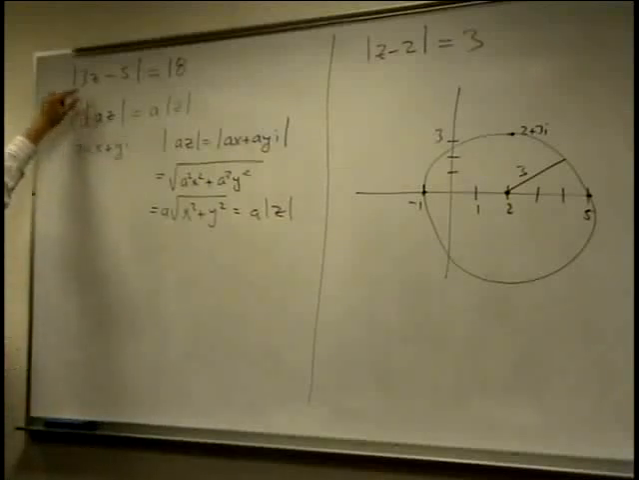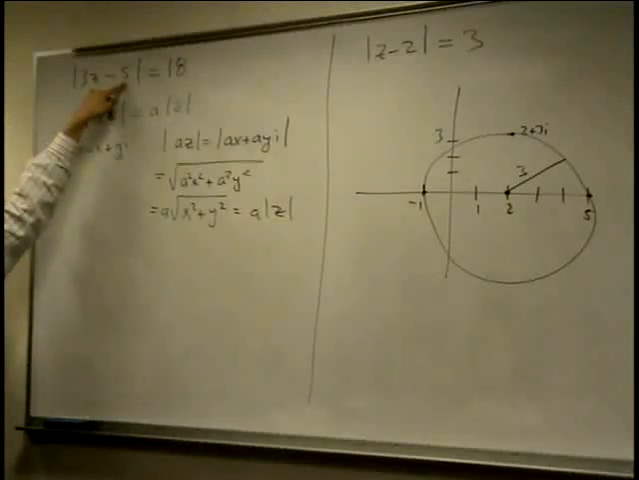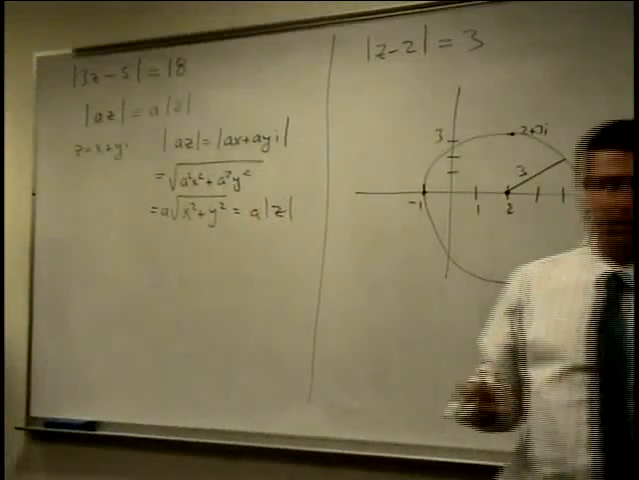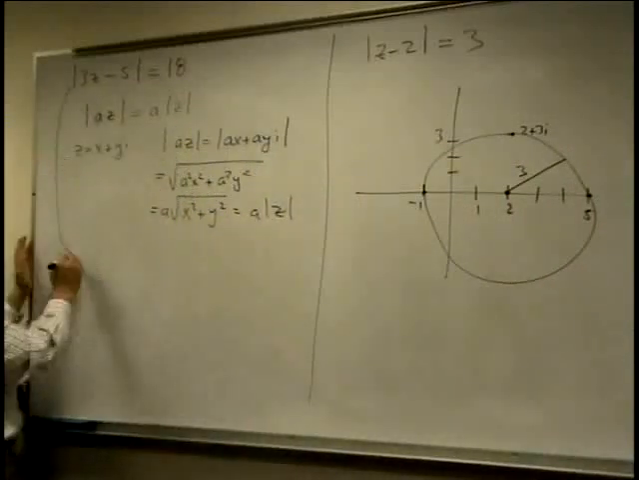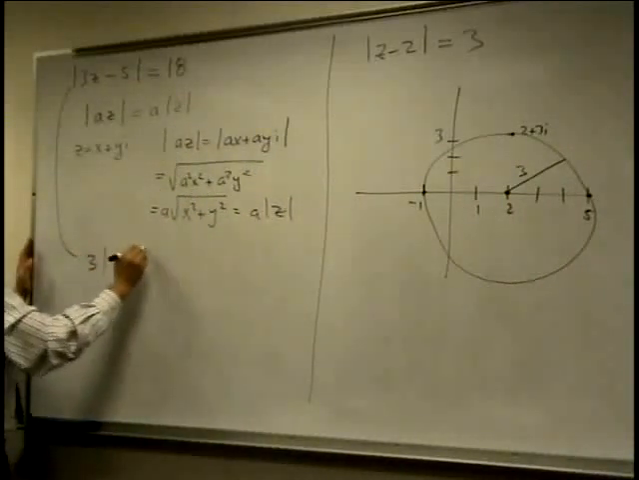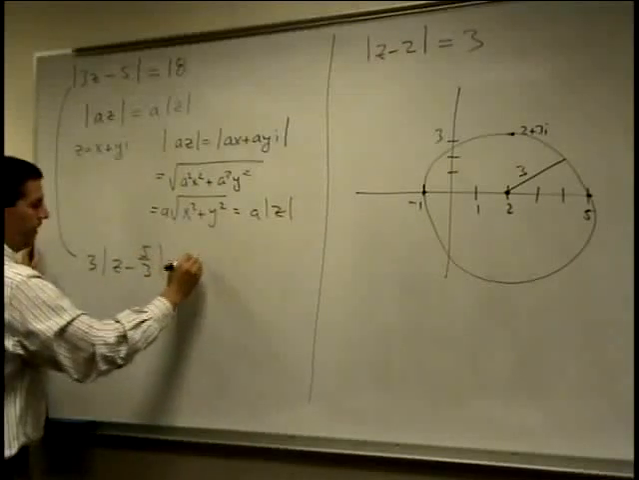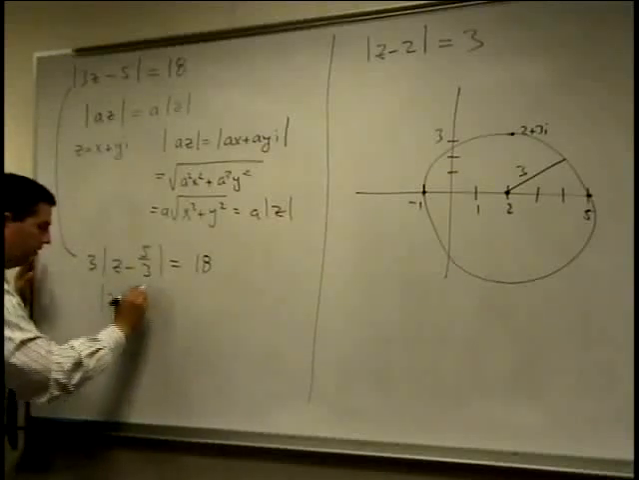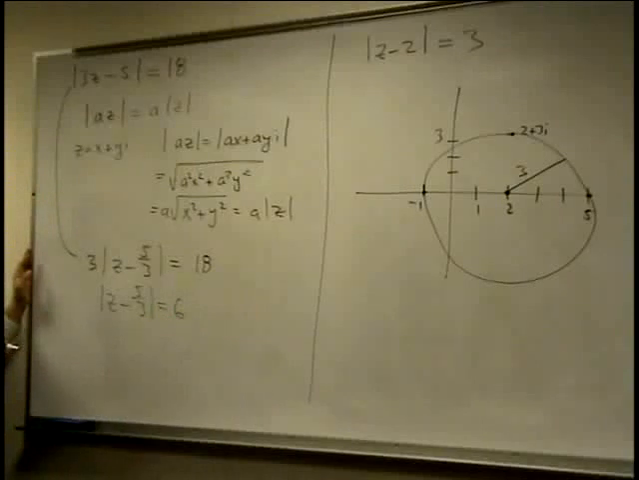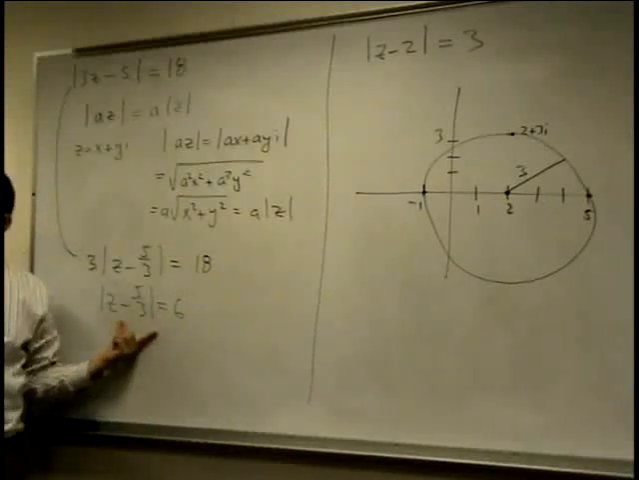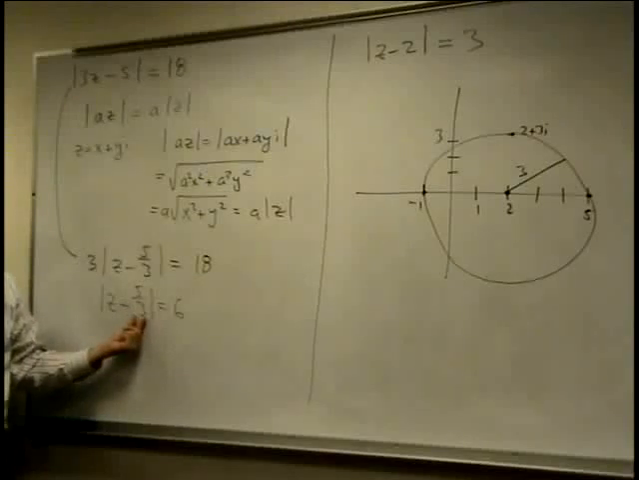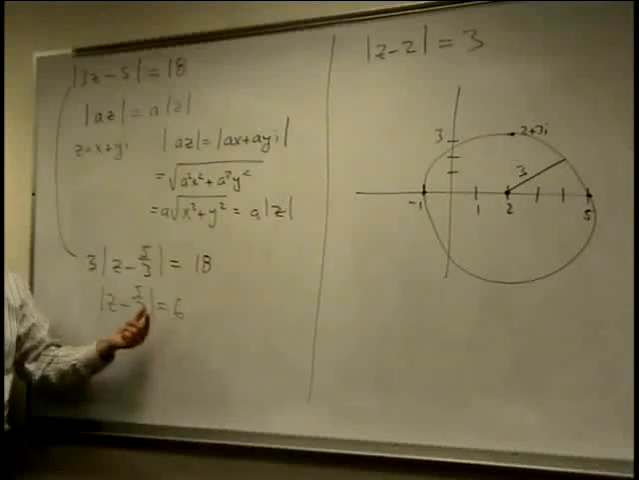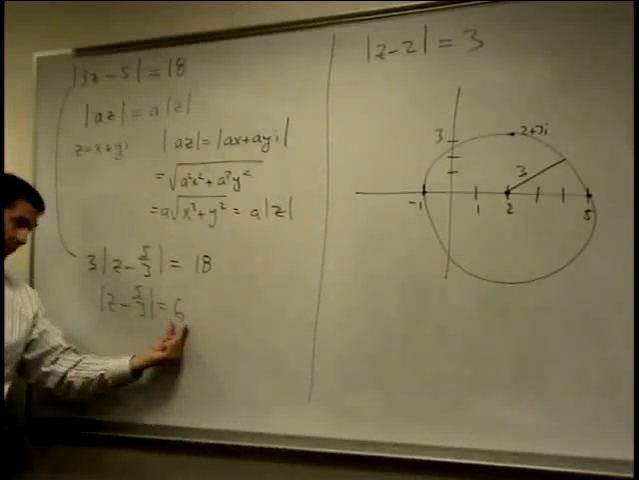Using this, if I factor out a 3, I can get the z by itself, which is advantageous because I want to get it back into the form of z minus something. So this becomes the norm of 3 times (z minus 5/3) equals 18. Divide by 3: the norm of z minus 5/3 equals 6. Geometrically, this is saying take all the points that are exactly 6 units away from 5/3.